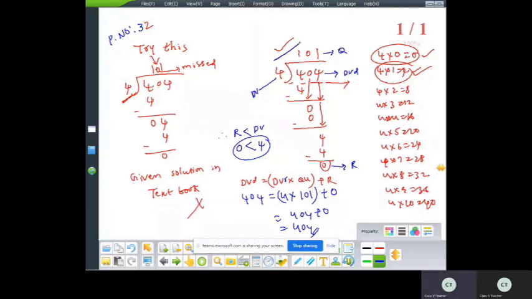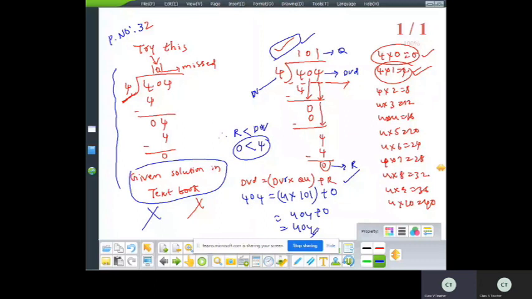This is our process, this is our solution. The solution given in the textbook is incorrect, wrong. Okay, the remaining problems are waiting for you. Try doing the division by your own method and check the two conditions: dividend is equal to divisor into quotient plus remainder, and remainder is always less than divisor.